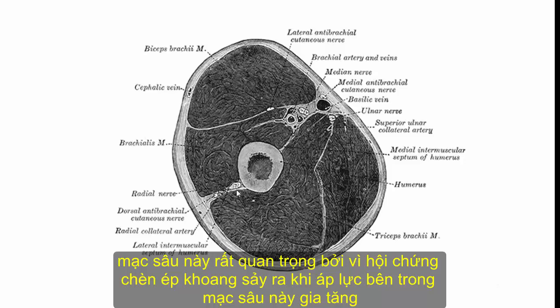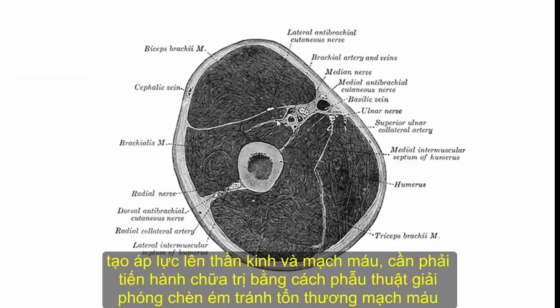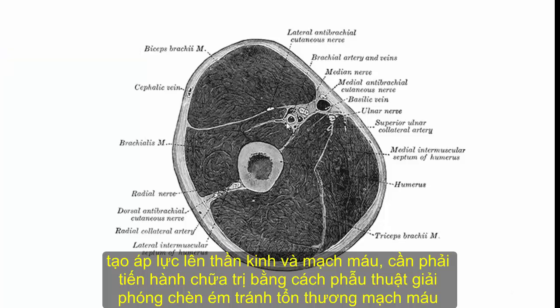It's important to know about these fascial compartments, because compartment syndrome is a condition where the pressure inside the intrafascial compartment rises and puts pressure on important structures like nerves and blood vessels. It will often need to be treated with an emergency fasciotomy to release the rising pressure in the compartments and prevent any neurovascular damage.